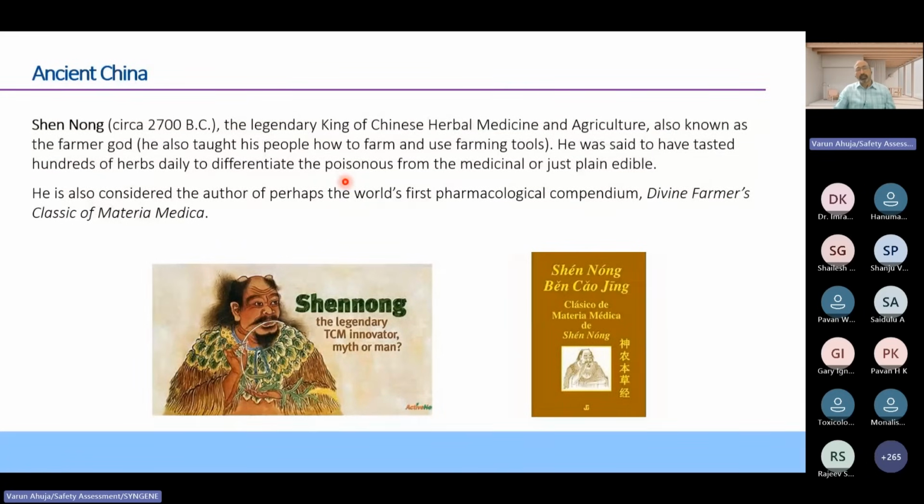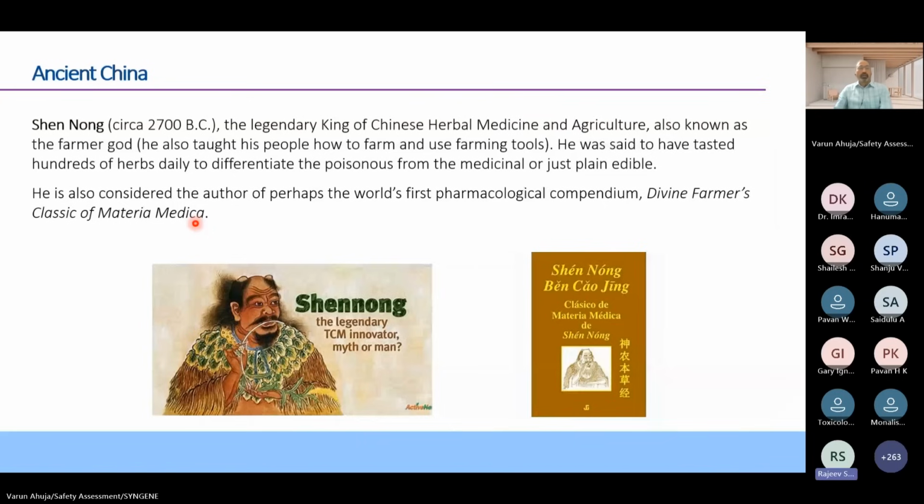So, as per the historical facts, I would say this is Shen Nong. He is one of the oldest persons, called the legendary king of Chinese herbal medicine and agriculture, and also known as the farmer god. The reason was that he basically taught people how to farm and use the farming tools. He was also said to have tasted hundreds of herbs daily to differentiate the poisons from the medicinal or just plain edible. So I was just going through Google, and he was referred to as God because he had a bull-like face and a very huge body. I don't know how much of it is true. He's also considered the author of perhaps the world's first pharmacological compendium, which is called Divine Farmer's Classic of Materia Medica.